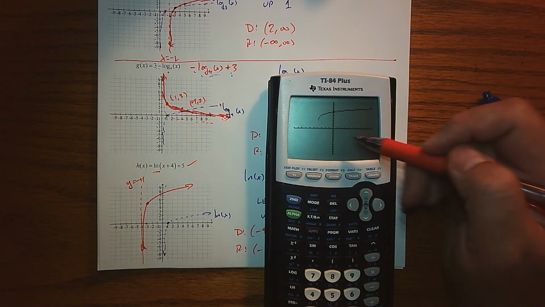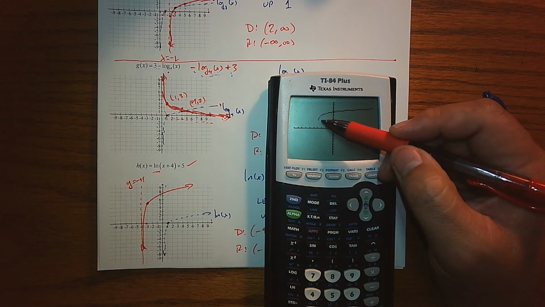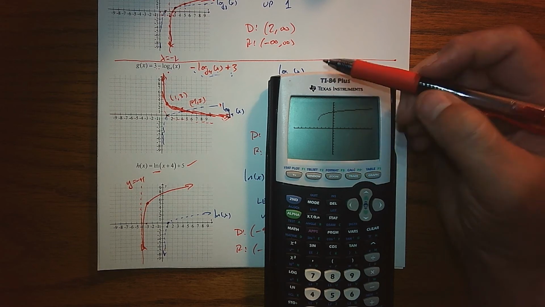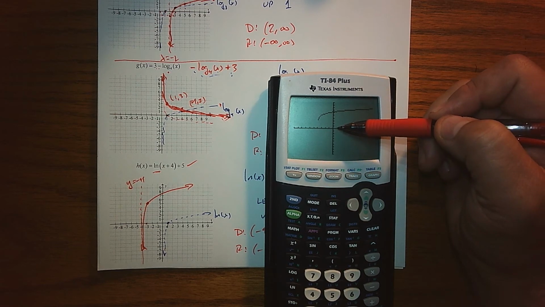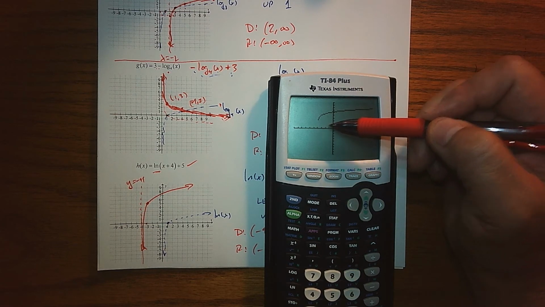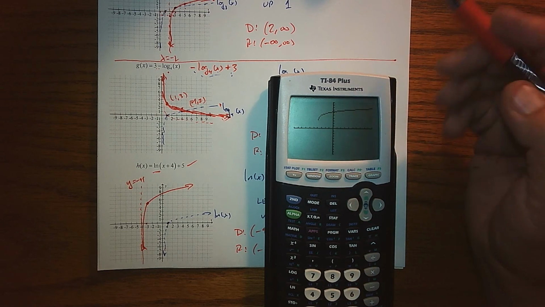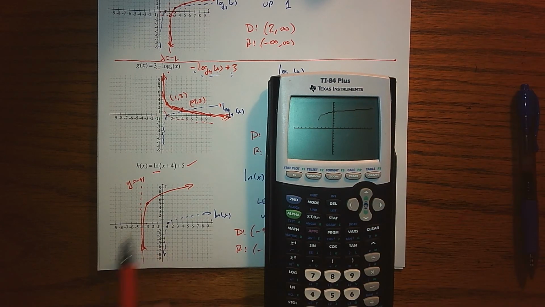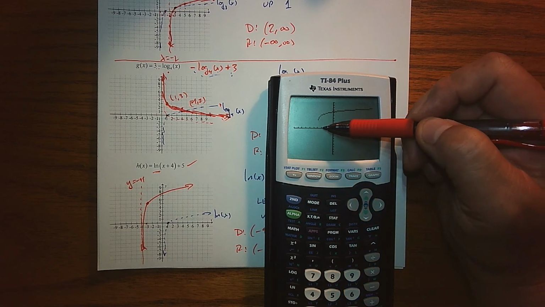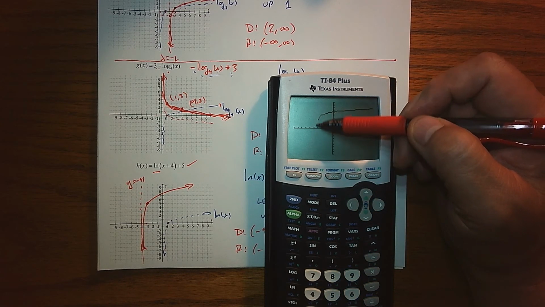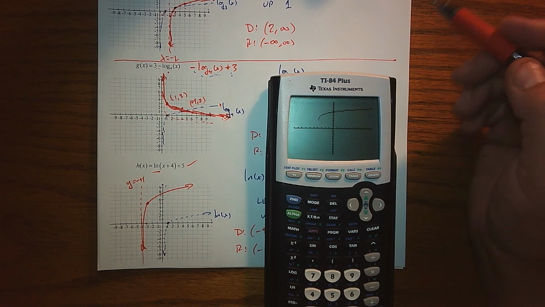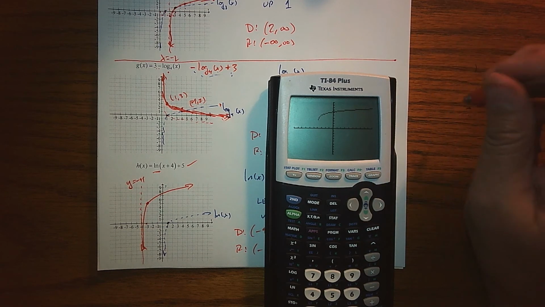For as great as technology is, it does have its shortcomings, but you do notice that this point here moved over 1, 2, 3, 4, and then up 1, 2, 3, 4, 5. So it basically is in the same area that I expected, and 1, 2, 3, 4, right, x equals negative 4 is serving as that asymptote.